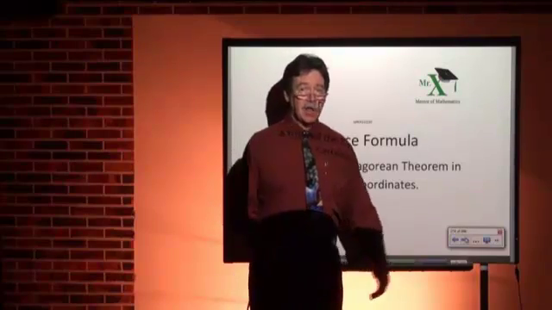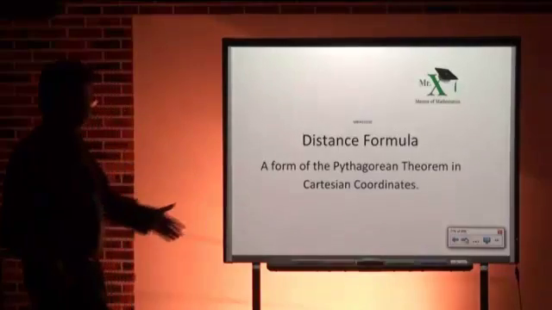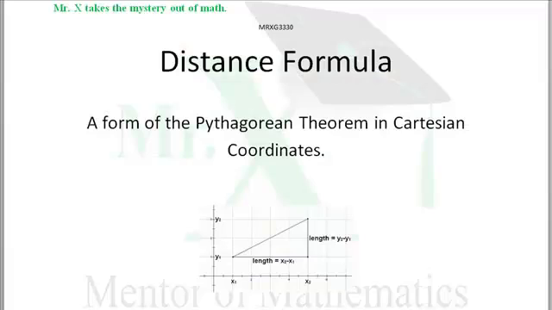Hi, Mr. X with glossary term distance formula. It's a form of the Pythagorean theorem within Cartesian coordinates. It's a formula we apply to find the distance between 2 points when we're in Cartesian coordinates. And we frame it with a right triangle that reminds us of the Pythagorean theorem.